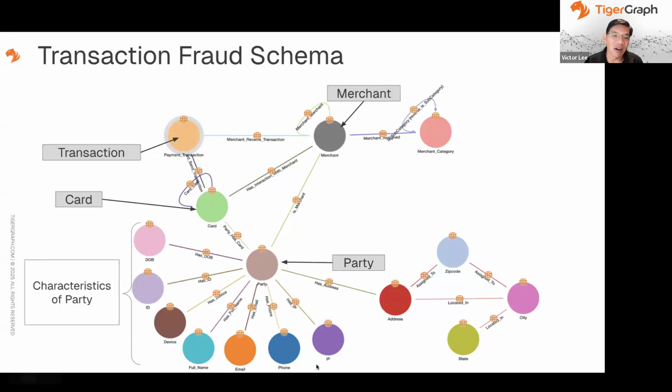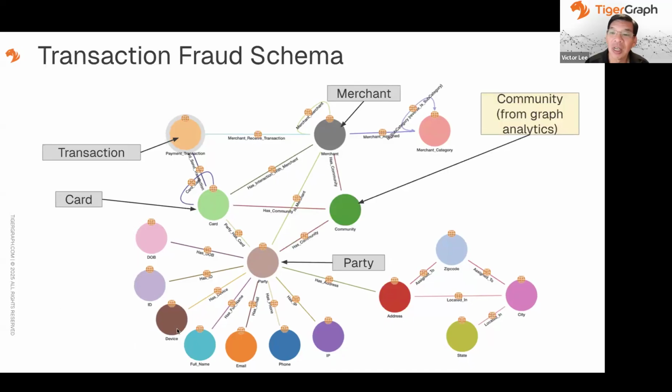These nodes are characteristics of the party, such as the date of birth and the ID number, what device they happen to be using for this transaction. Over here, we have community. This is not part of the source data. It's something that we're going to generate in the analytics, which I'll point out later.